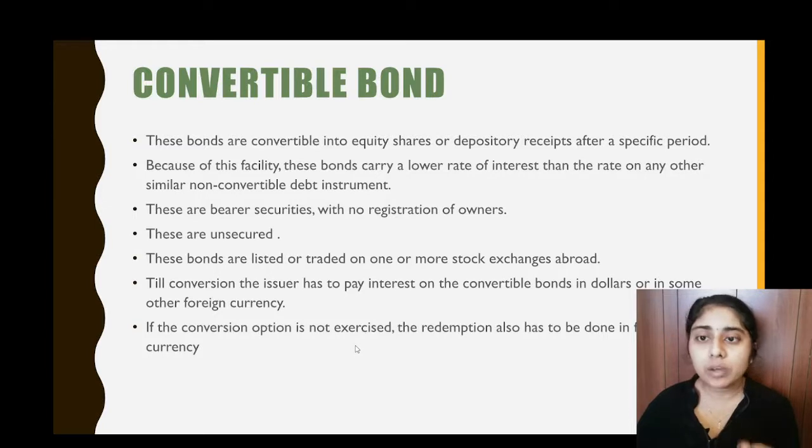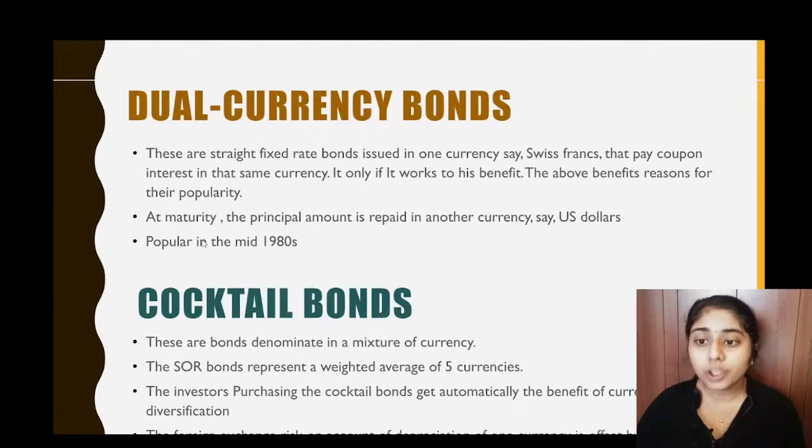Okay, suppose I have a convertible bond and until I redeem it, the interest will be paid to me in dollars or in foreign currency. If I am not opting for conversion, that is, I'm not ready to convert my bond to equity or to a depository receipt, then that bond will get redeemed. It can be redeemed at face value, and that also will be done in a foreign currency. So convertible bonds are bonds which can be converted into equity shares or depository receipts after a specific period of time. Next comes the dual currency bond.